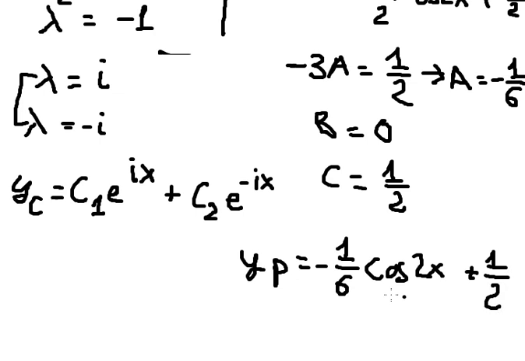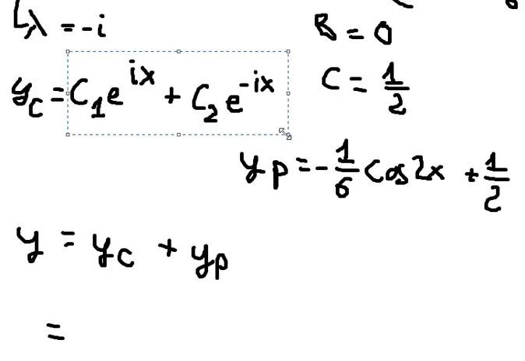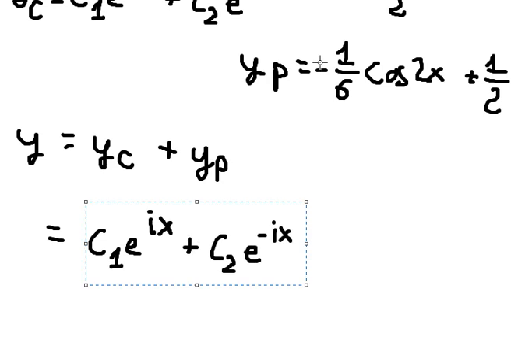And now we have the final answer. So we have yc plus yb equals this one and this one.